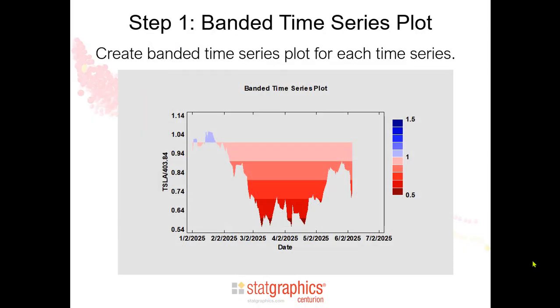To create a horizon chart, you begin by creating a banded time series plot for each time series. Here you see the ratio of Tesla common stock price to its price at the beginning of the year. The ratio of 1 divides the red bands from the blue bands. This banded time series plot has 5 red bands below 1 and 5 blue bands above 1.